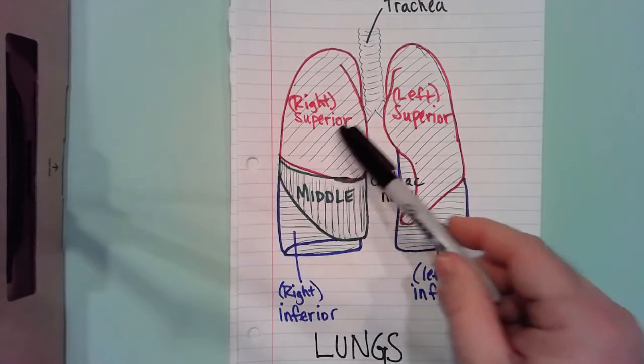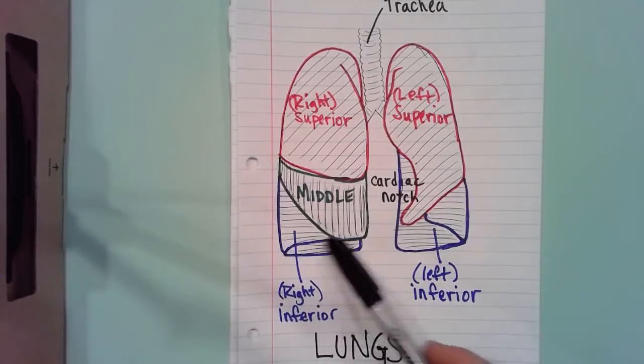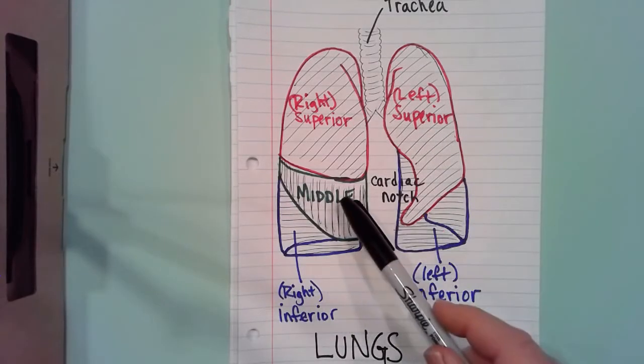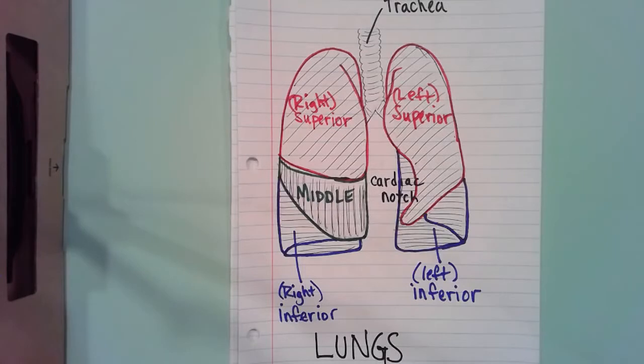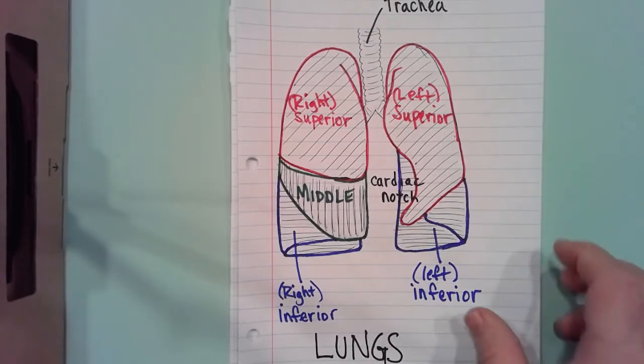We see we have the superior lobes on both sides and the inferior lobes on both sides, but the right side has a middle, while the left side does not. And so that cardiac notch is where the heart fits in. So it's a little bit to the left of center.